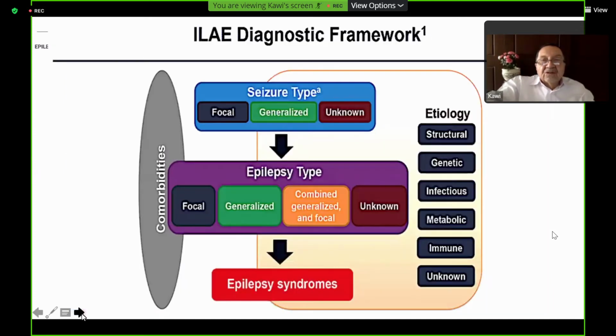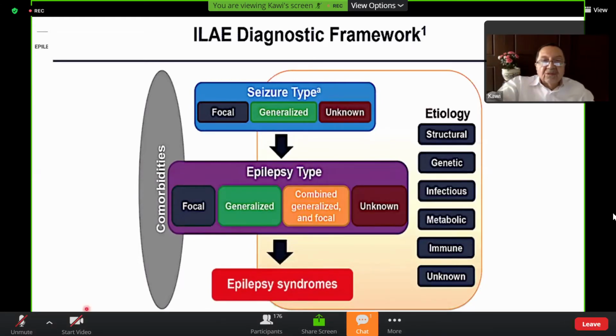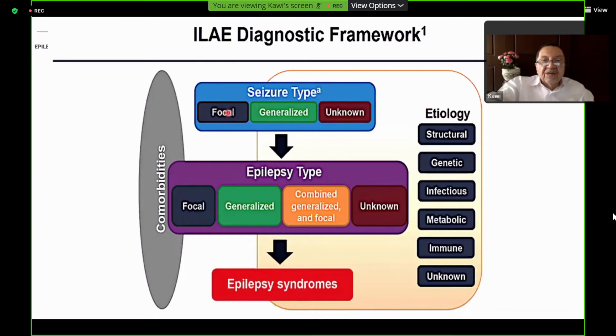This is the diagnostic framework that is suggested by the International League Against Epilepsy. First of all, we check for comorbidities, then we determine if the seizure type is focal, generalized, or unknown, then we determine the subtype of that, and then we look for epileptic syndrome, and we check for the etiology on this side.